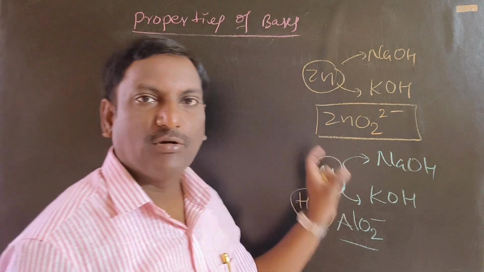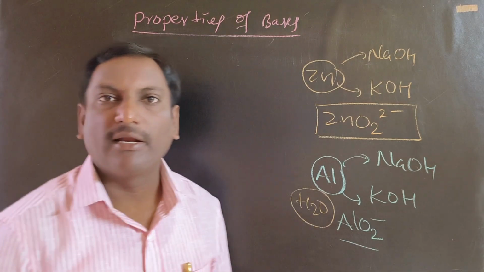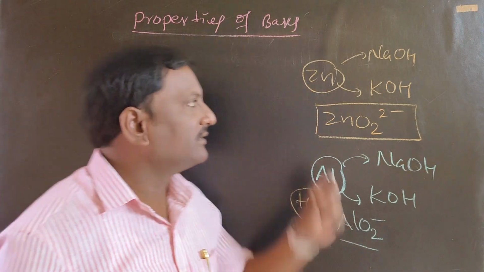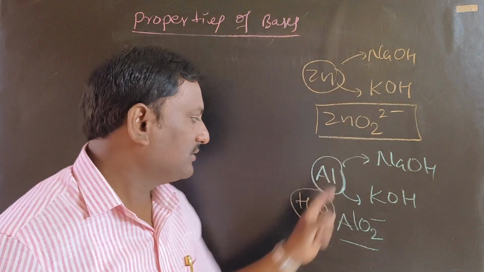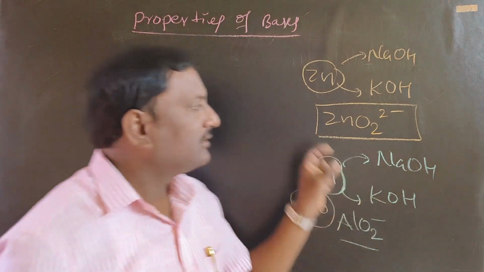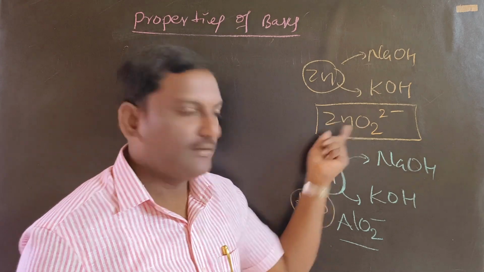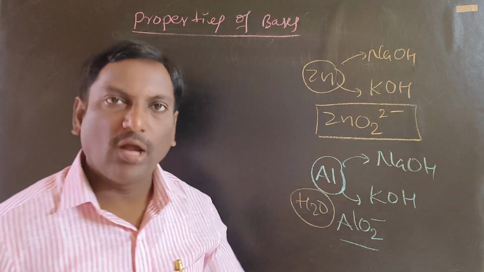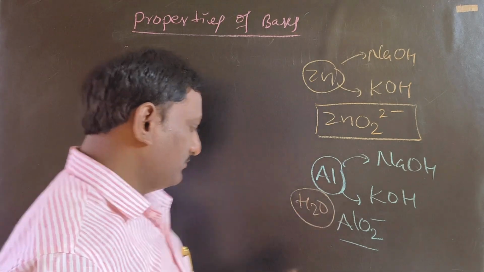So please remember all these points. They help you while writing equations regarding metals with bases. You will only get four combinations: zinc with sodium hydroxide, zinc with potassium hydroxide, two combinations; aluminum with sodium hydroxide, aluminum with potassium hydroxide. So in the case of zinc with bases, remember zinc cation. In the case of aluminum with bases, remember aluminate ion. Not only that, we need to add water to the side of the reactants.